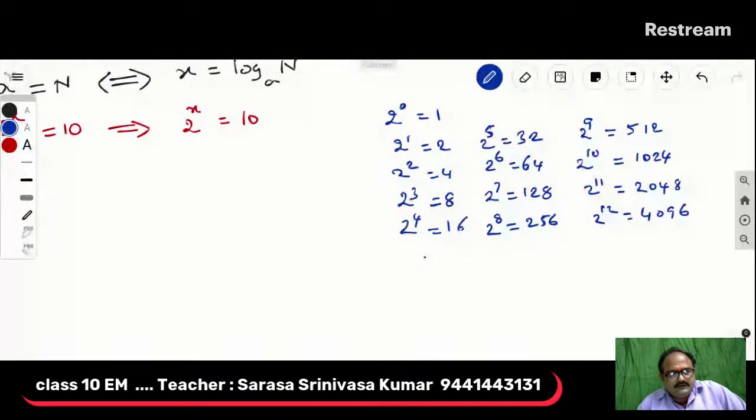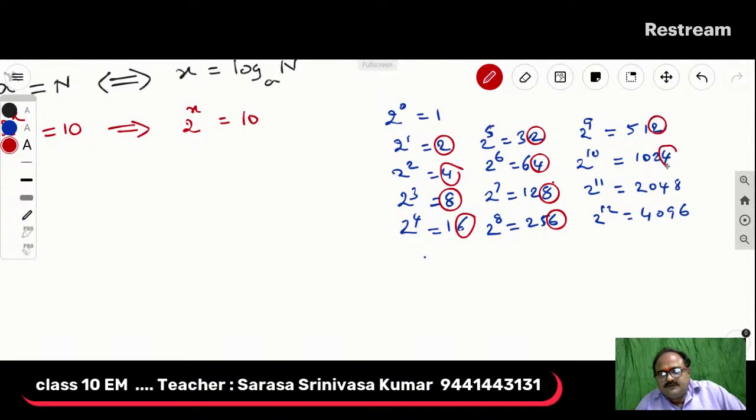Because if you observe the units digit, here it is 2, 4, 8 and 6. Here also the units place is 2, 4, 8, 6. I am talking about the units place only. Now here the units place is 4. Here the units place is 2. So, let us observe this.